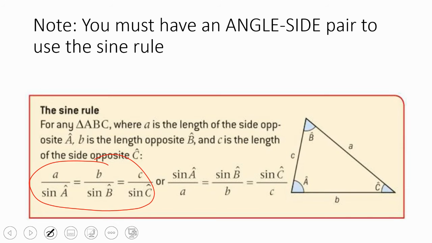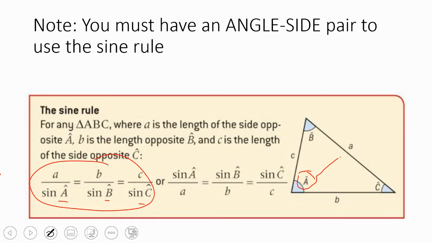So our proportion here is a over the sine A, b over the sine B, c over the sine C. Angles down here are with the sine, or the reciprocal of that. You would have both of these in your formula sheet. I usually use the first one. You can use either one. The key is how you label your triangle.